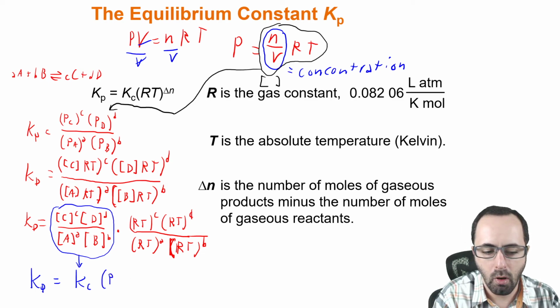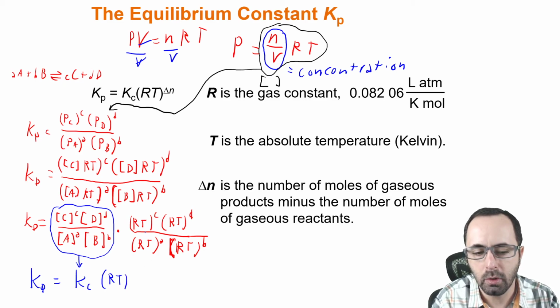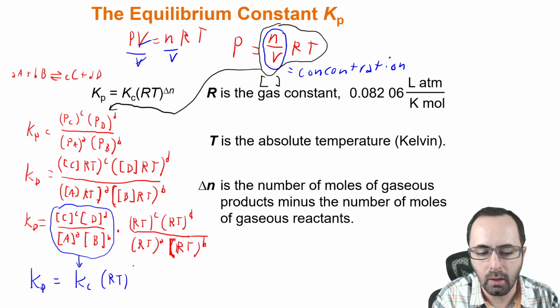times RT. And the way that you do exponents, imagine RT is all like x. If you're multiplying exponents, you add them. So this would be c plus d. And if you're dividing by exponents, you subtract them. So divided by a plus b.